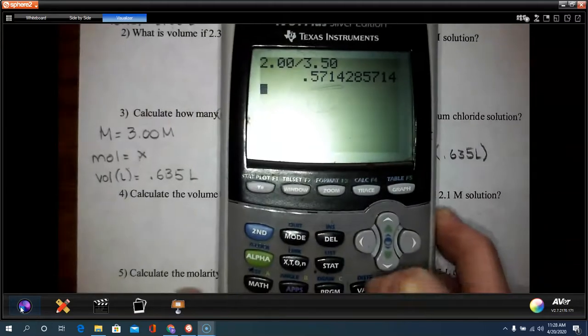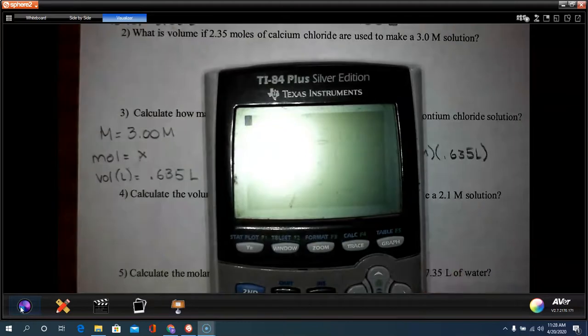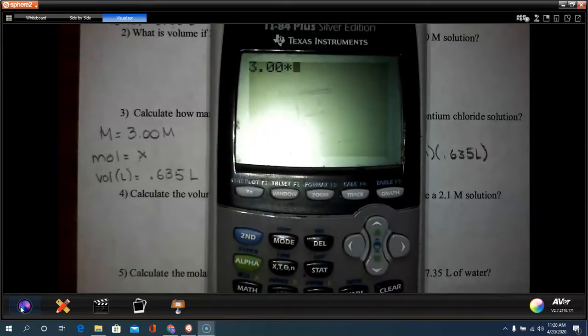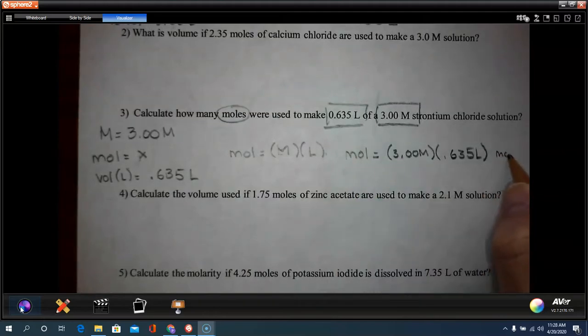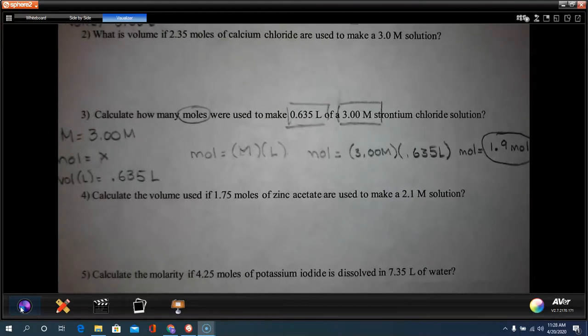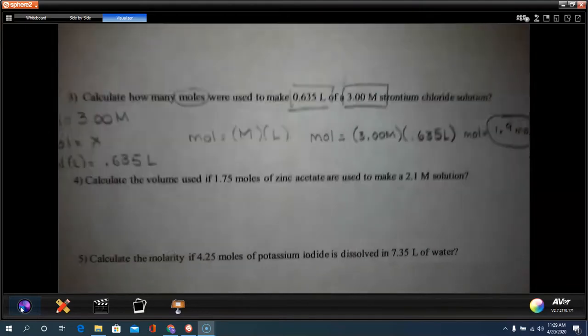We have 3.00 times, oh, you can't see that good, 3.00 times 0.635. 1.905 is the number of moles. That's my solution. I was looking for moles. So moles equals 1.9 moles. And we'll circle that. There we go. Sorry, I got the whole problem in there. Okay, so last one, number 5.